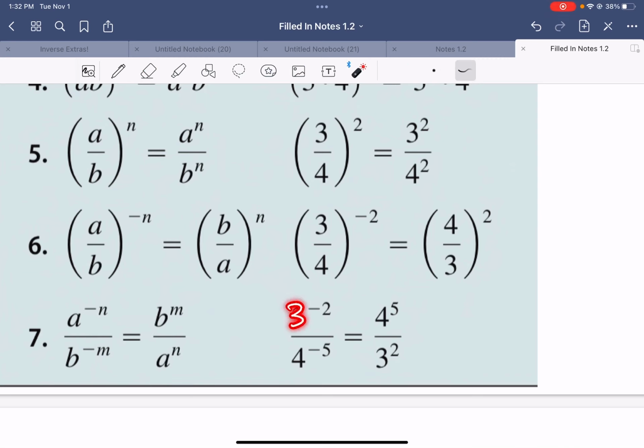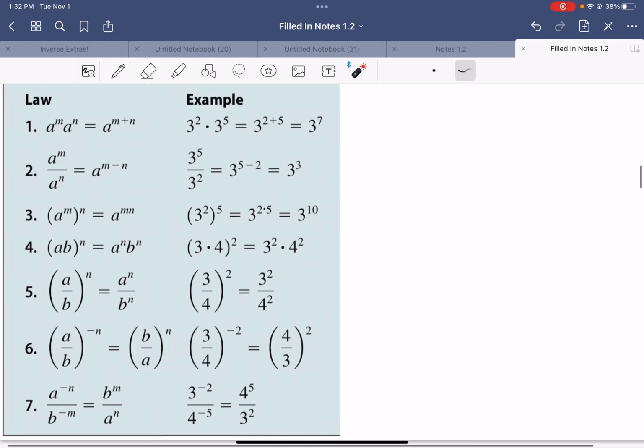So that means that 3 to the negative second on top wants to be 3 to the second on bottom. 4 to the negative fifth on bottom wants to be 4 to the fifth on top. And you can simplify from there.